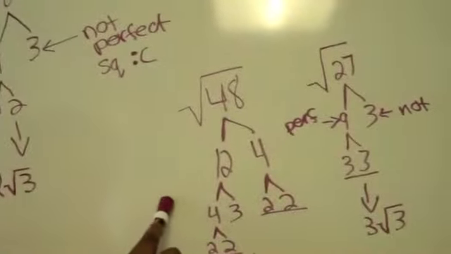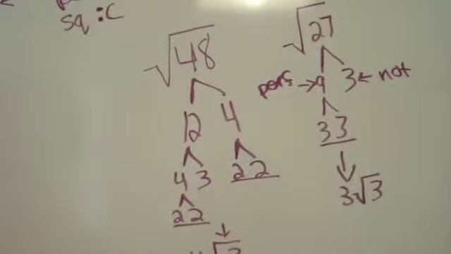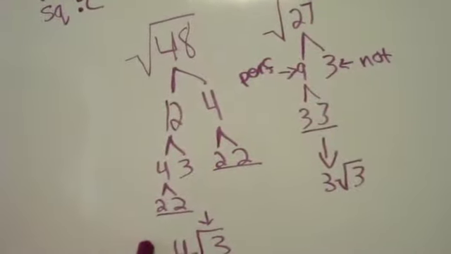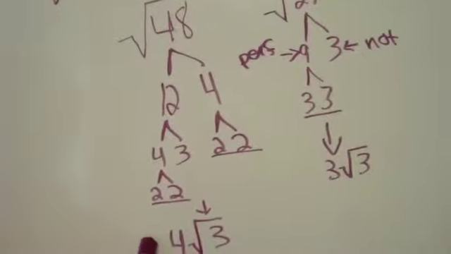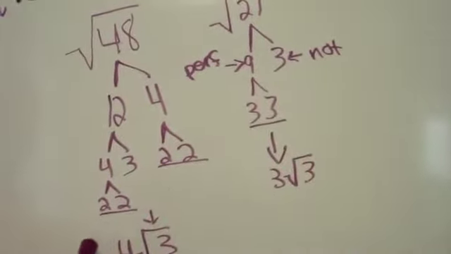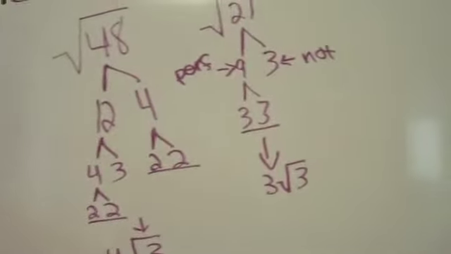48 factors down into 12 and 4. 12 is factored into 4 and 3. 4 is perfect, so it becomes 2 and is left outside the radicand. Once again, 4 is factored down into 2, and you multiply those two 2's together and you get 4. The radicand is still 3.